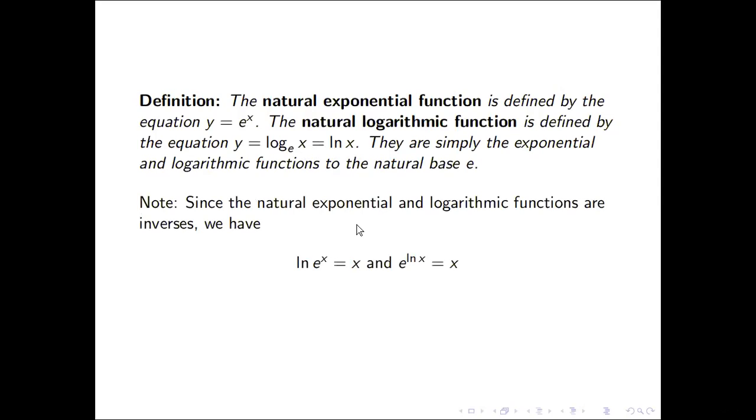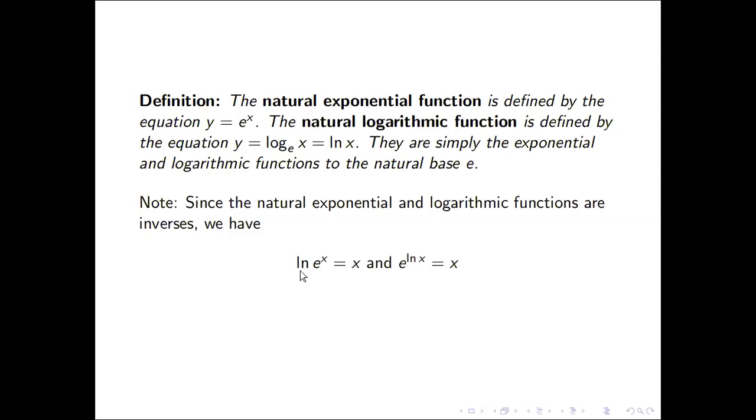Now let's have just some identities parallel to what we have already generalized for the exponential and logarithmic functions. We also have the following, since they are inverses of each other. Remember that the exponential function and the logarithmic function are inverses of each other. So the natural logarithmic and natural exponential functions are also inverses of each other. So they undo each other.